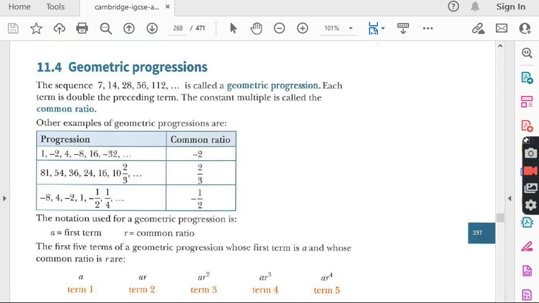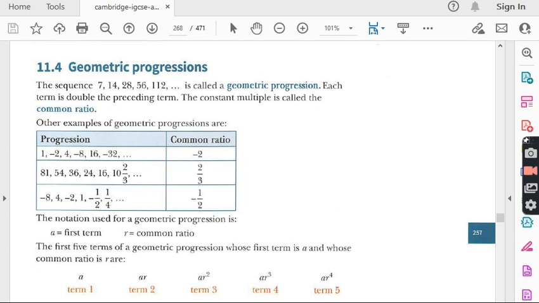Students, in last lecture we finished exercise 11.3. The topic of that exercise was arithmetic progression and sum of arithmetic series. Today we are going to start the topic of next exercise 11.4. The topic is geometric sequence.